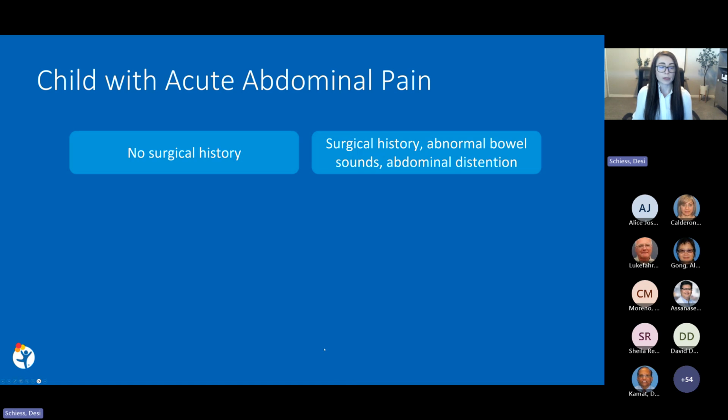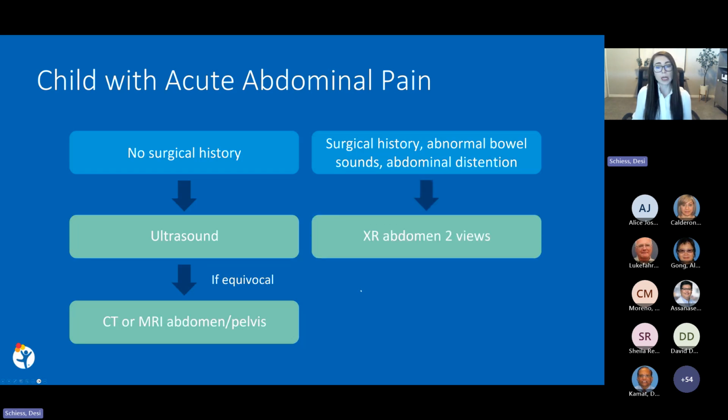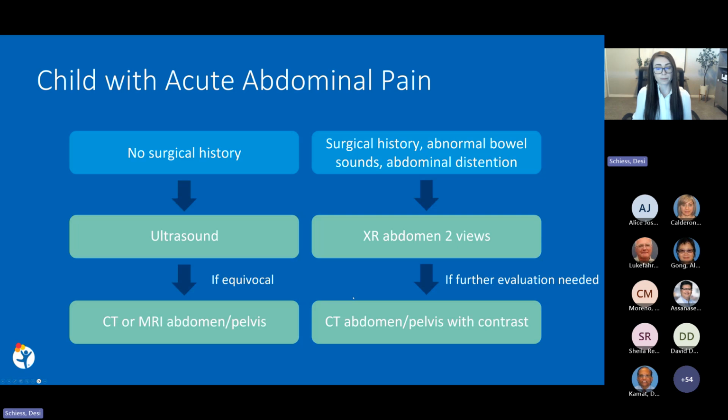For an older child with acute abdominal pain, we usually start with ultrasound and then consider CT or MRI if the ultrasound is equivocal. If the patient has a history of abdominal surgery or abnormal bowel sounds with abdominal distension, we would usually start with an X-ray and then go on to CT if needed.